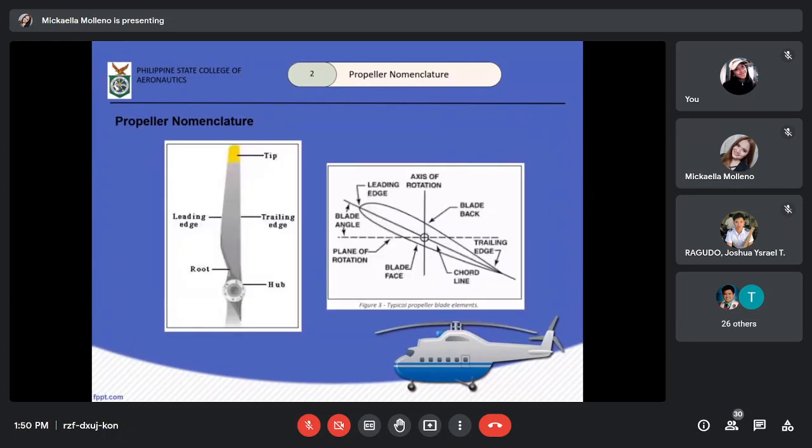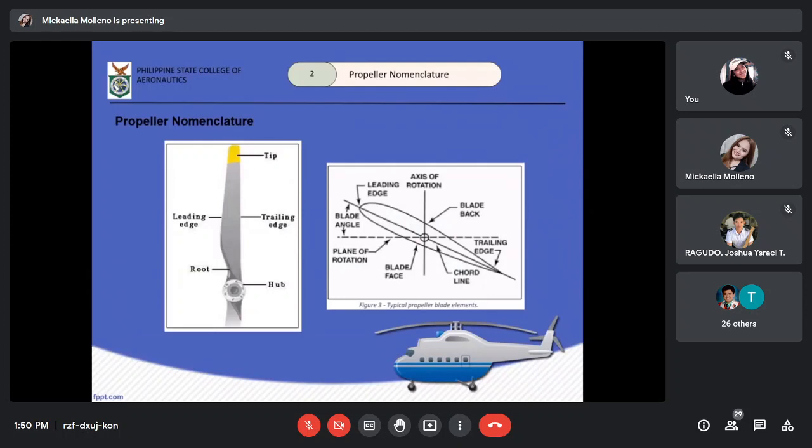Okay, we have here two more photos. So since ang shape nga natin is airfoil, as I've said before, we have then the terms like trailing and leading edge, the chord line, and of course the blade angle. The blade angle, take note, is the acute angle formed by the propeller's plane of rotation to the chord line. Take note na ang plane of rotation ng ating propeller is always perpendicular to the engine crankshaft.